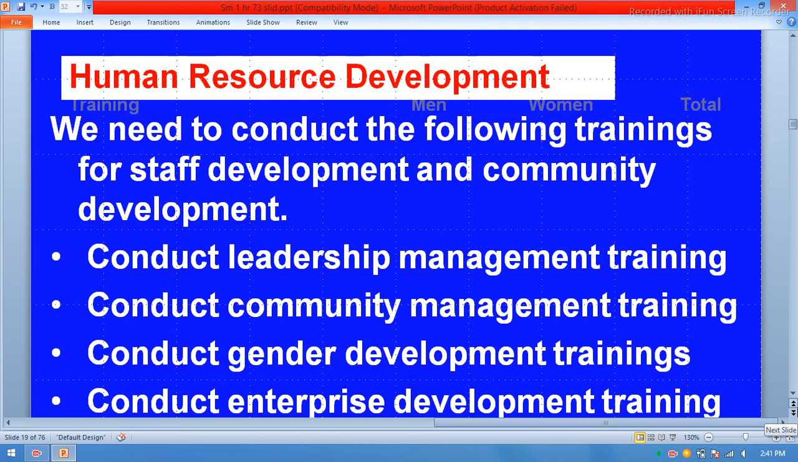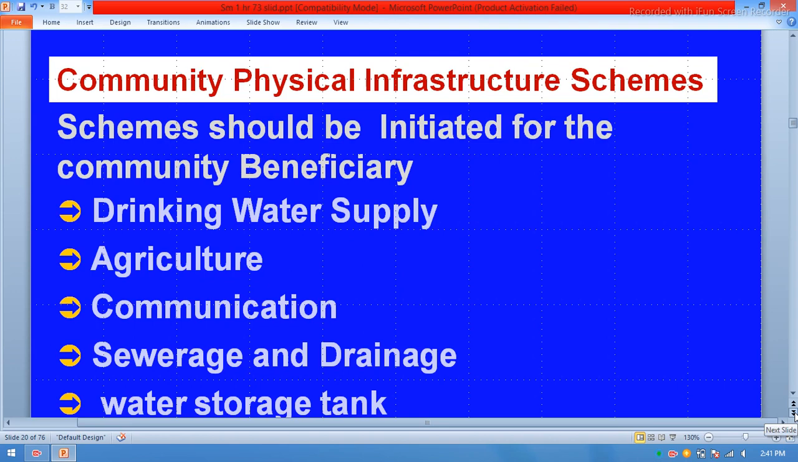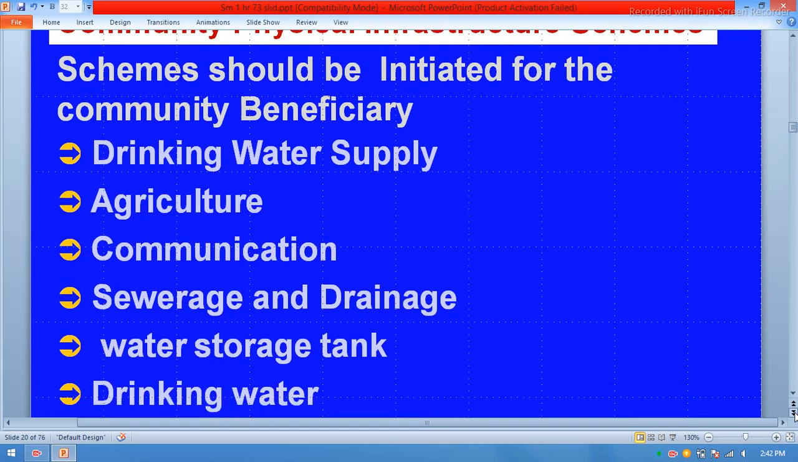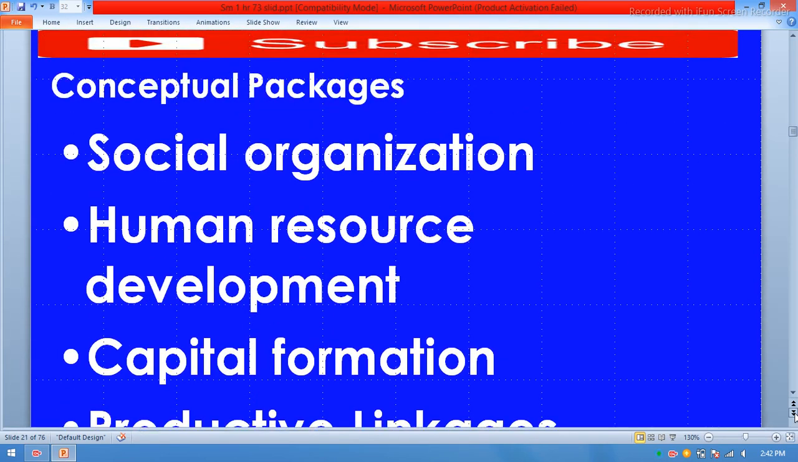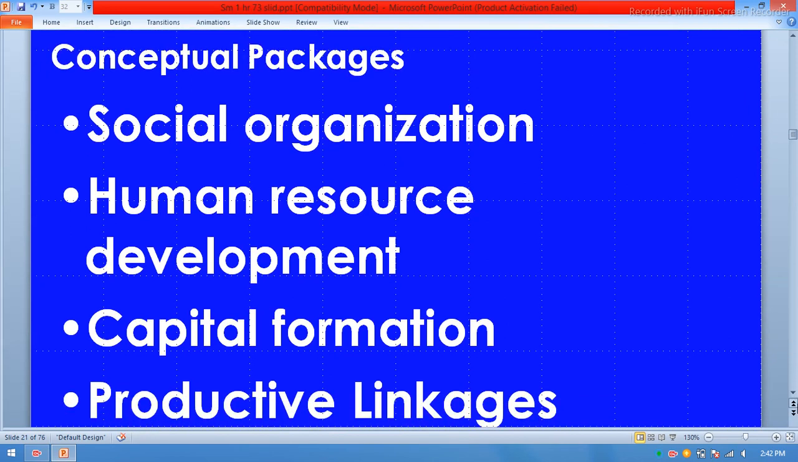Human resource development. We need to conduct the following trainings for staff development and community development: leadership management training, management training, gender development training, enterprise development training. Community physical infrastructure schemes. Schemes should be initiated for the community beneficiary, like drinking water supply scheme, agriculture schemes, communication, sewerage and drainage, water storage tank, clean drinking water. Conceptual package: social organization, human resource development, capital formation, productive linkage.